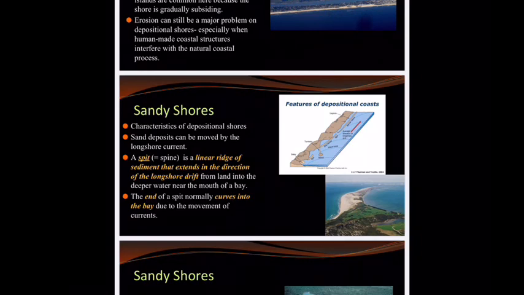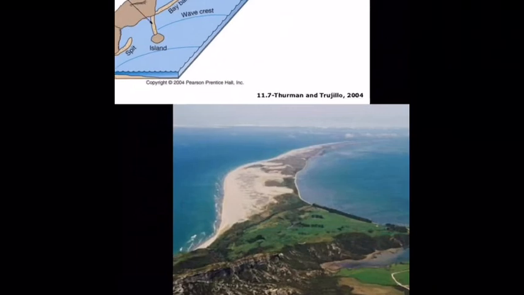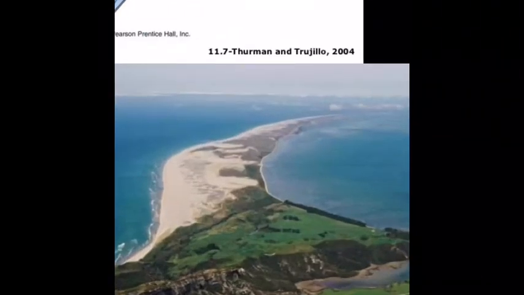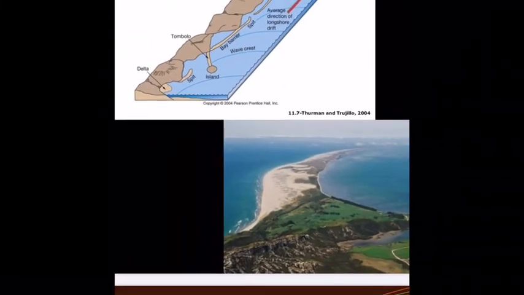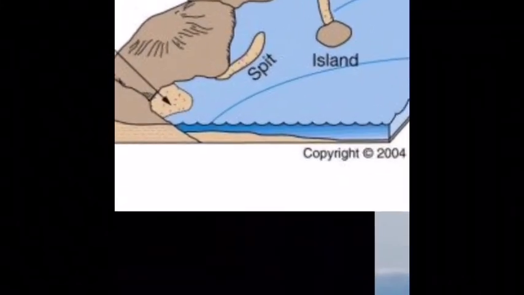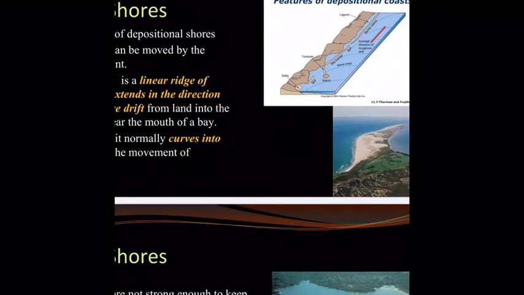The first one is called a spit, and it's a linear ridge of sediment that extends in the direction of the longshore drift. All these little sediments are getting dropped off at the end of a bay, and due to the currents, this spit is going to curve a little bit. And so here you've got a spit. See all the deposits that are being put down, and it curves because of the currents right there. Okay, and here is the diagram where the spit is.